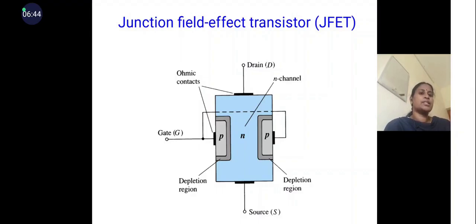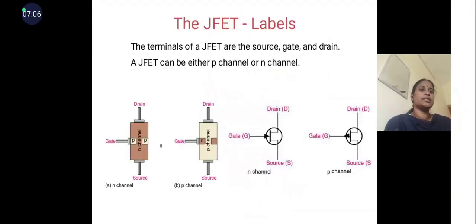Here we can see the constructional view of JFET. Two internally connected P regions are taken as gate, and on the upper side the drain terminal is there, and on the lower side of the channel the source terminal is there, and these terminals are taken to the outside connection through ohmic contacts. So this is the constructional view of JFET, junction field effect transistor. And here we can see the labels of N channel and P channel JFET.